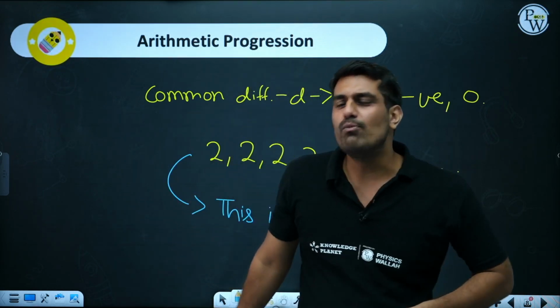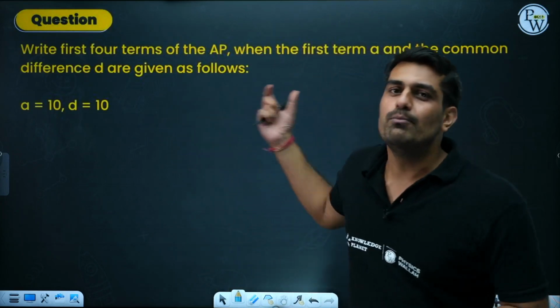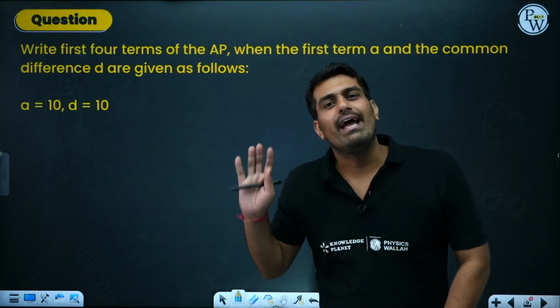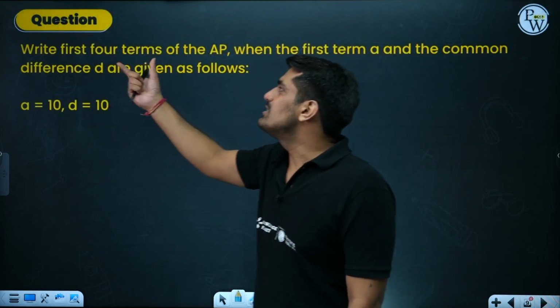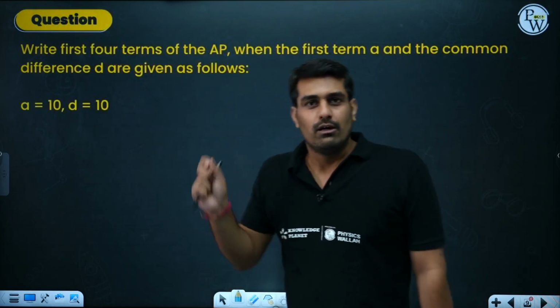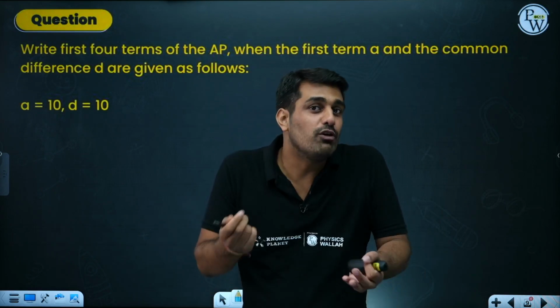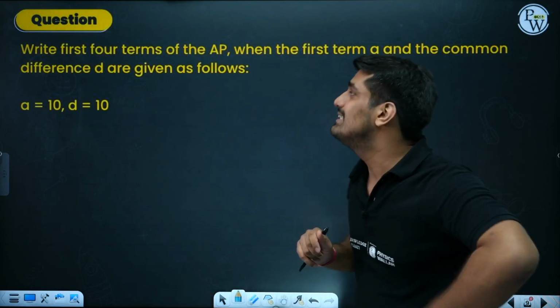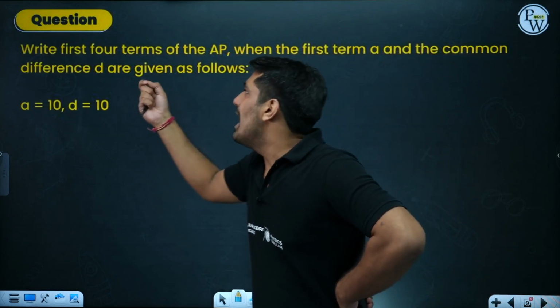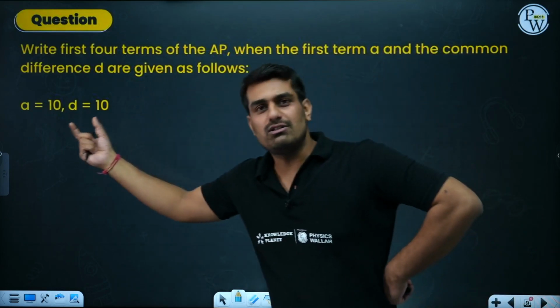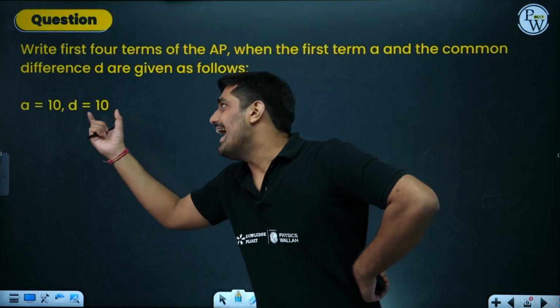Now is the time we move on and understand with more practical problems. So here we have the first problem. What does it say? It says write the first 4 terms of the AP. You have to write the first 4 terms, so they would be giving you some information. What information is given? The first term A and the common difference D are given as follows. Here we have A is 10 and D is 10.